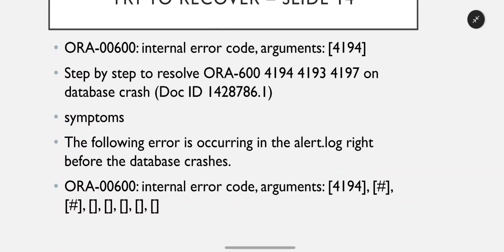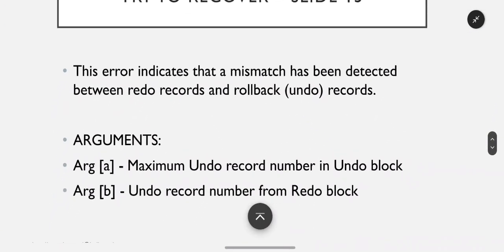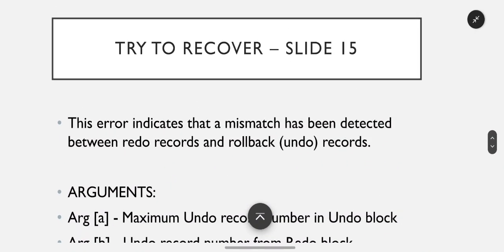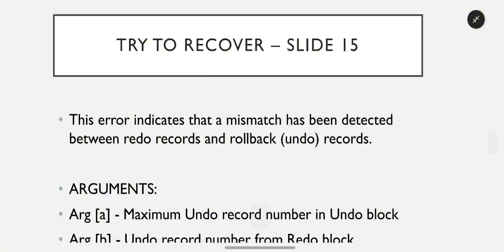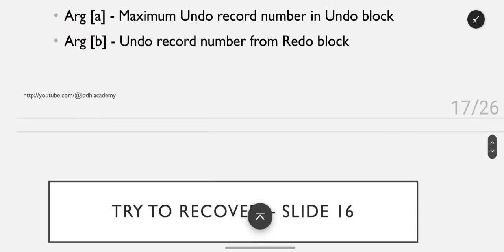The symptoms are that the following error is occurring in the alert log right before the database crashes. ORA-00600, internal error code, argument 4194, and then continue. You can see this error indicates that a mismatch has been detected between redo records and rollback undo records. Arguments are like argument A, maximum undo record number in undo block, argument B, undo record number from redo block.